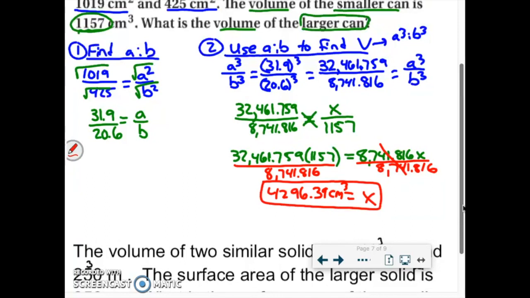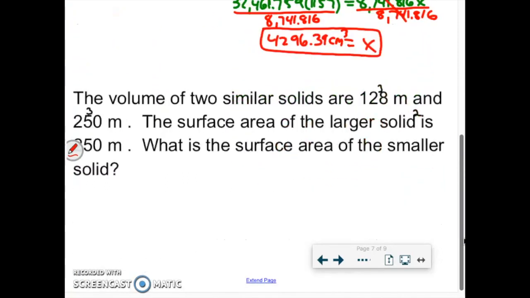We'll try another one with a little bit of nicer numbers so that we can see exactly how that goes. But really, the steps are going to be the same. They started us with volume instead of surface area. So we're going to work back and get that.